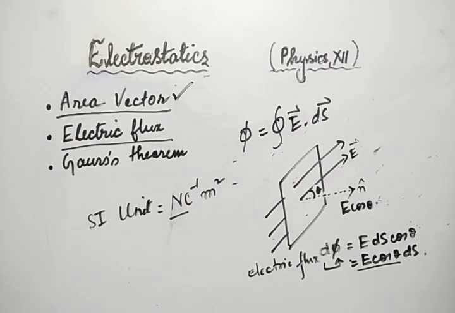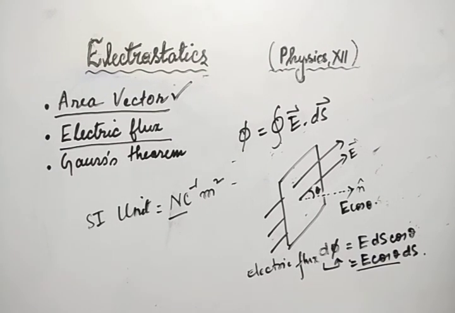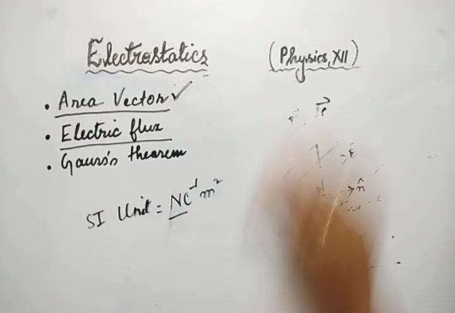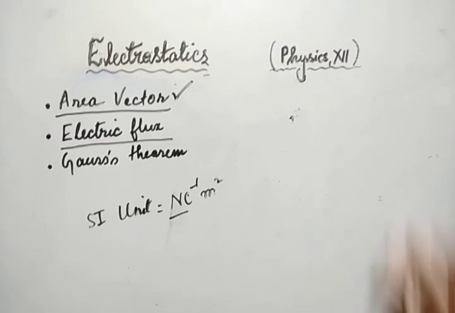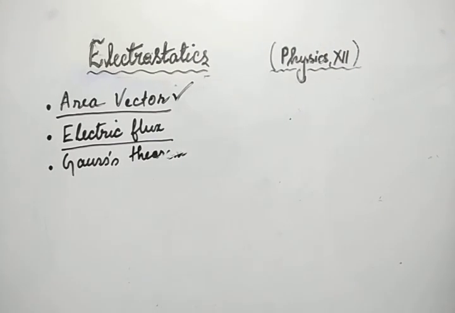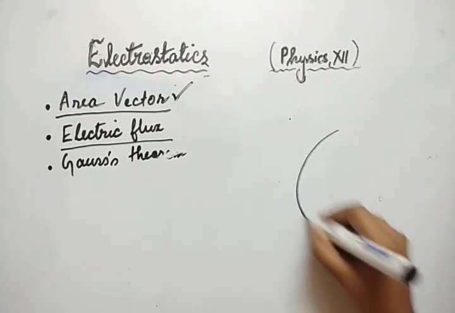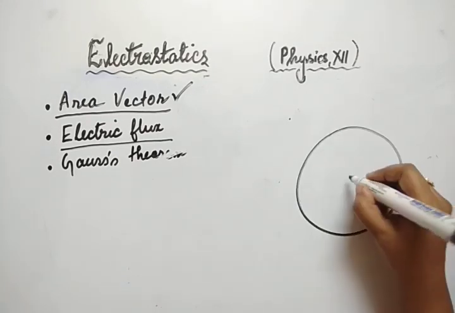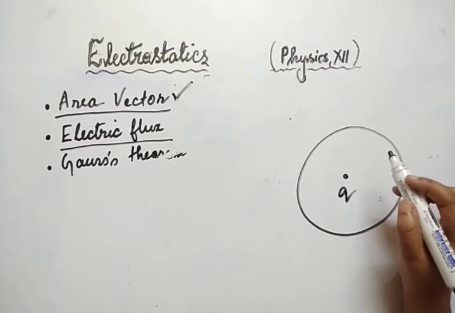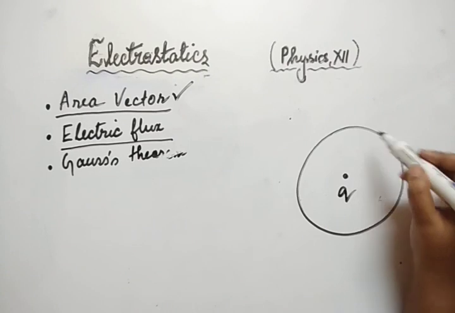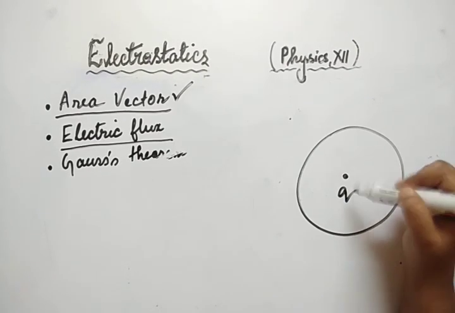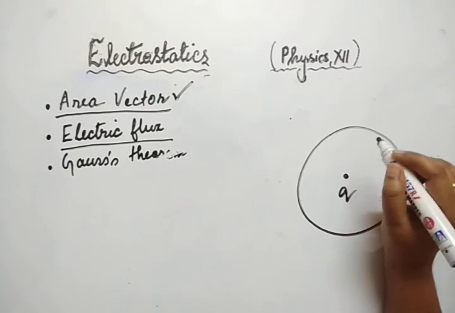Now, what does Gauss's theorem state? Gauss's theorem states that the total flux through a closed surface is 1 by epsilon naught times the net charge enclosed by the closed surface. Now, what does it mean?